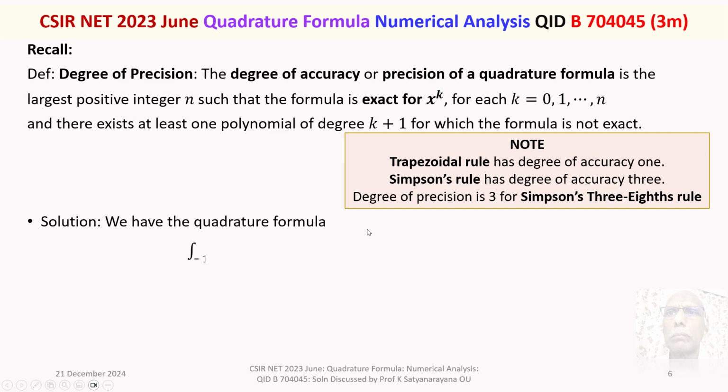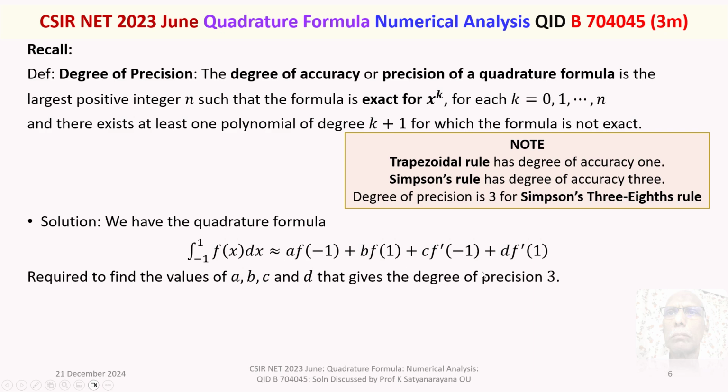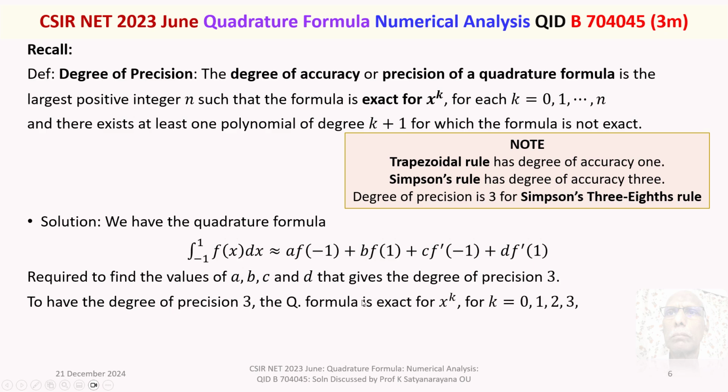We have the quadrature formula. We are required to find the values of a, b, c, d that give the degree of precision 3. Therefore, to have degree of precision 3, the quadrature formula must be exact for x^k with k equal to 0, 1, 2, 3. Thus, we take f(x) equal to 1, x, x square, x cube. We continue in the next slide.